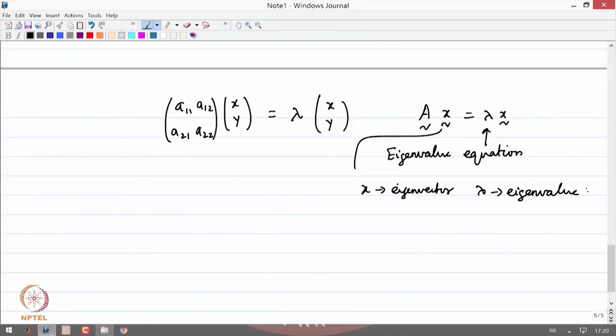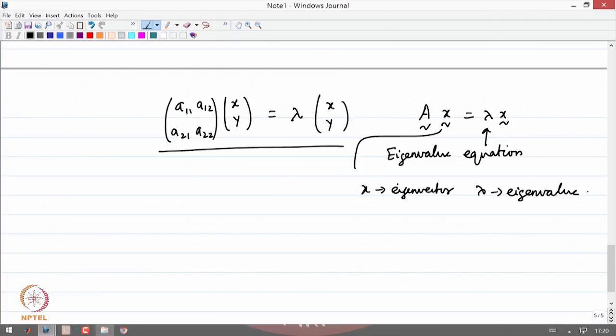So what you are trying to do is find a solution x and y such that A acting on that solution gives you a constant times that solution itself. That is a very special case, and those special cases are most important in quantum mechanics, including the Hamiltonian equation. So let us try and find out what the eigenvalues are.